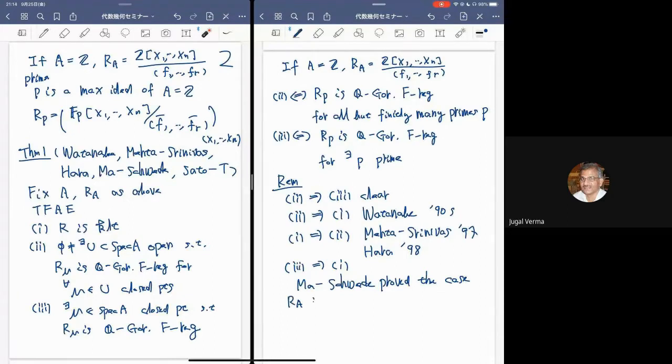R sub A is Gorenstein, and the dimension of A is equal to 1. They are assuming A is a Dedekind domain, but now Sato and myself proved the general case. So we can allow any regular ring as A, and we don't put a Gorenstein condition on R sub A. This is the general case.